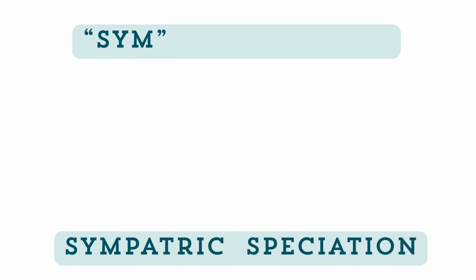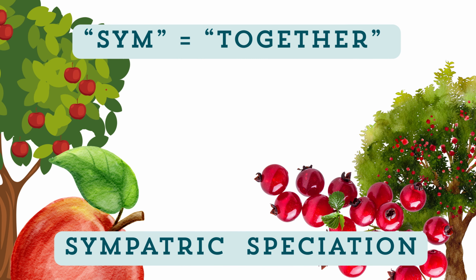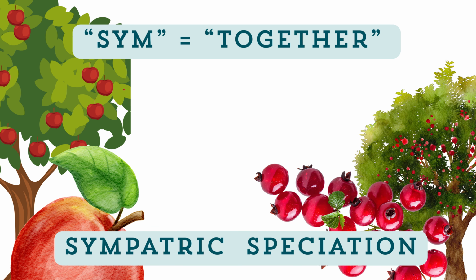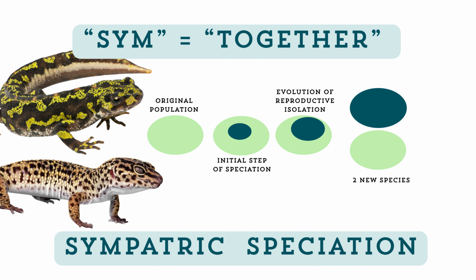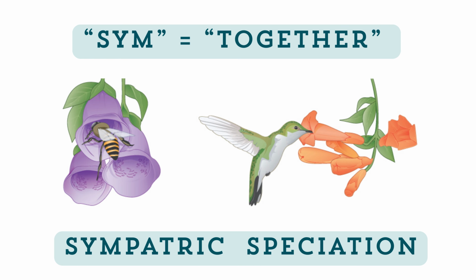Now let's look at sympatric speciation. The prefix sym means together. This happens without a physical barrier. The population is still living in the same place, but something changes within the group. Often, it's a mutation that makes certain individuals unable to reproduce with those who don't have that mutation. This is especially common in plants, where chromosome duplications can instantly create reproductive isolation. Even though they live side by side, they become separate species.